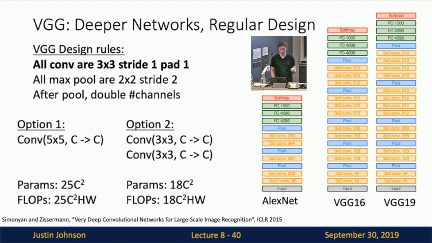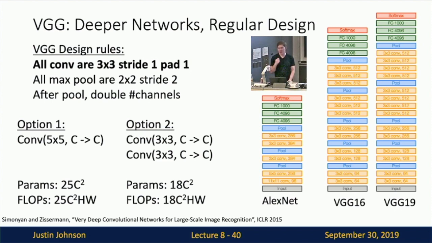But if we compute the number of parameters for these things, we see that for each of these two convolutional layers, the number of parameters is 9C squared. So the total number of parameters for the stack of two 3x3 convs is 18C squared. And similarly, the number of floating point operations for this stack of two convolutional layers is only 18C squared HW.